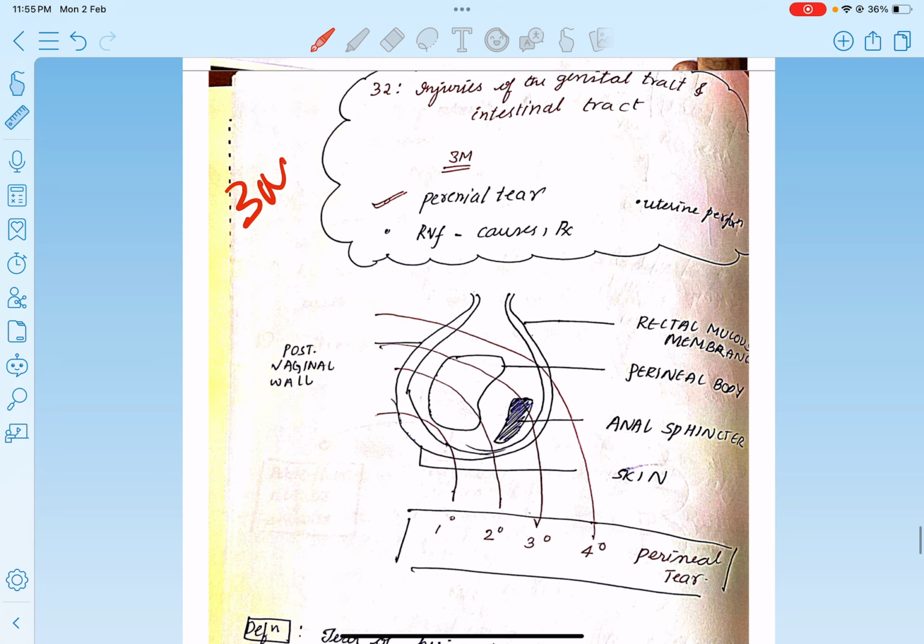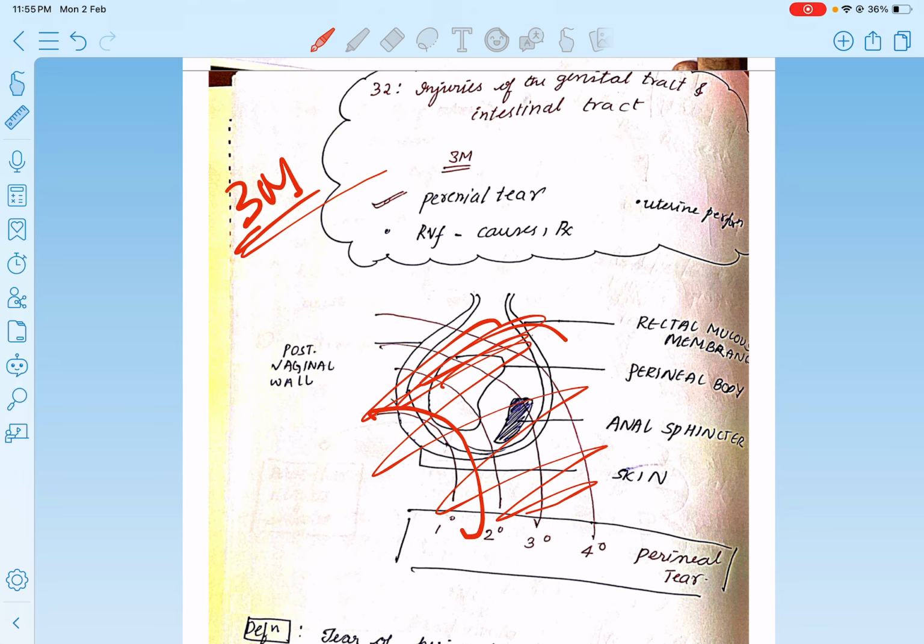In perineal tear, important 3 markers. So you can have first degree, second degree, third degree, fourth degree. Make sure you know the diagram so that you present it accordingly and get the full marks.